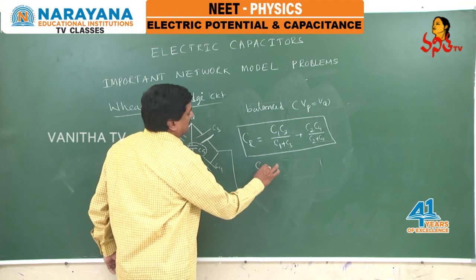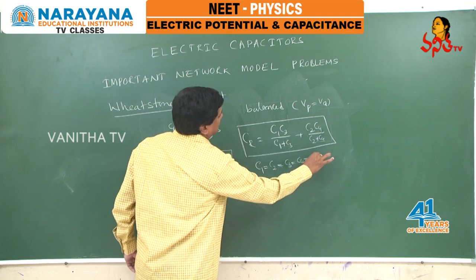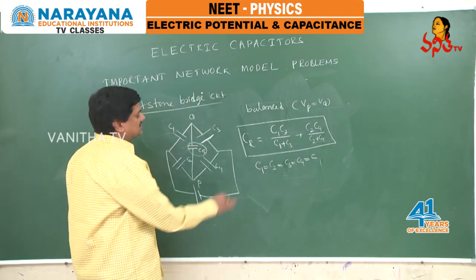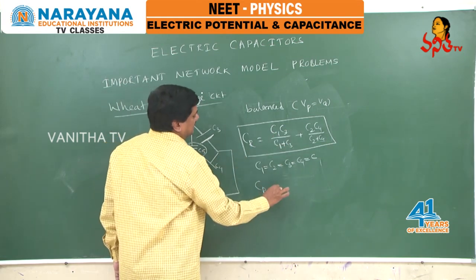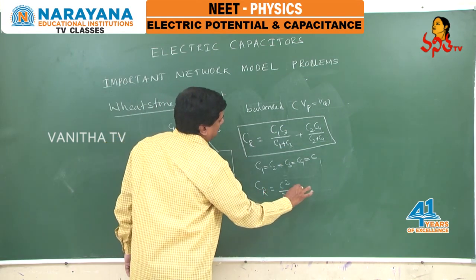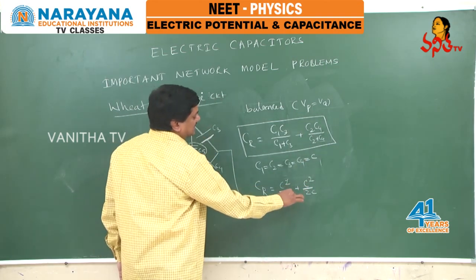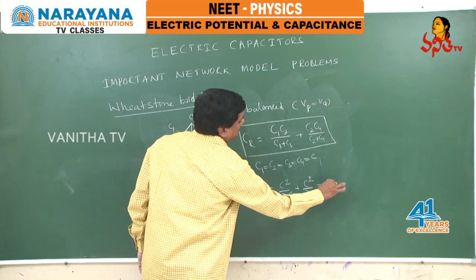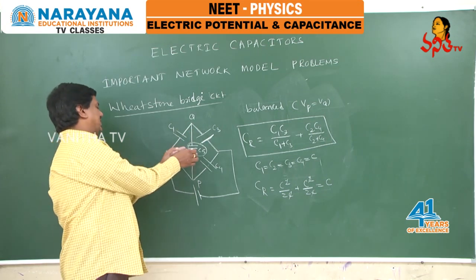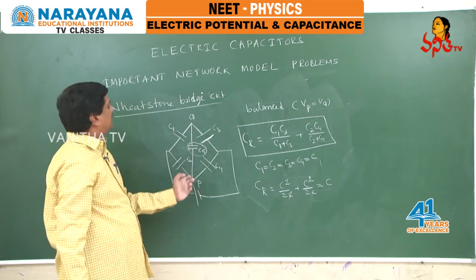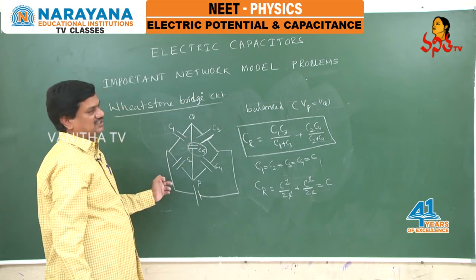If all the capacitors are equal, C1 equals C2 equals C3 equals C4 equals C, this equation reduces to what? C resultant is C into C, C square by 2C, plus C square by 2C, one C gets cancelled, C by 2 plus C by 2, so the effective capacitance is C only. If all are identical, whatever may be the value of the intermediate capacitor here, the effective capacitance is simply C.